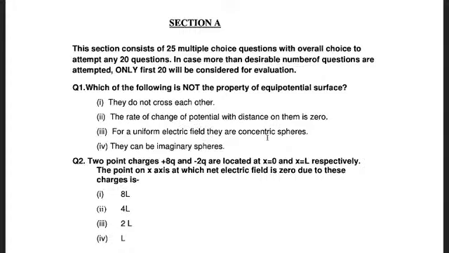Question number 2. Two point charges +8q and -2q are located at x = 0 and x = L respectively. The point on the x-axis at which the net electric field is 0 due to these charges is: option 1, 8L; option 2, 4L; option 3, 2L; option 4, L. Correct. The answer is option 3, 2L.